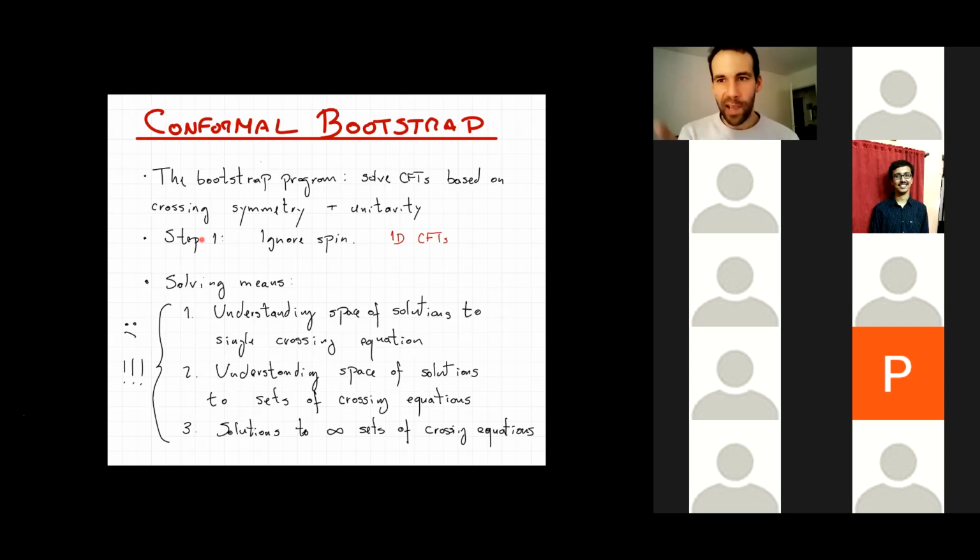Then we have to characterize exactly the full set of solutions in terms of these. Once you understand this, you need to understand what happens when you include multiple crossing equations. How do they interact with each other?